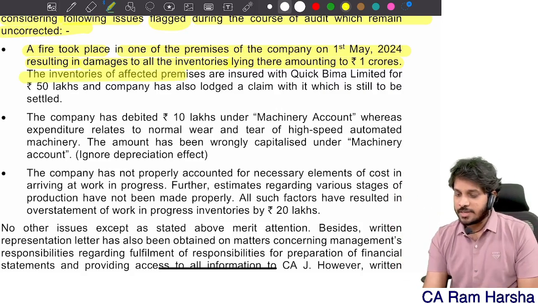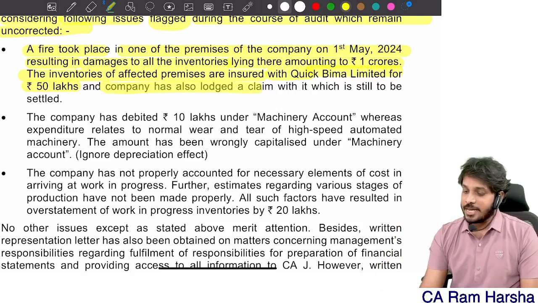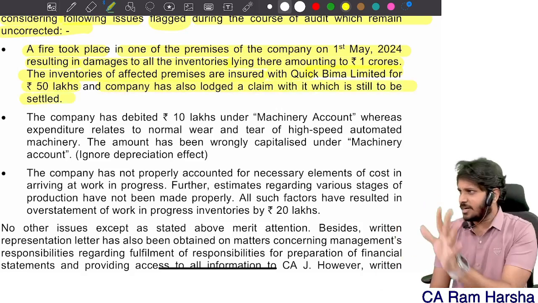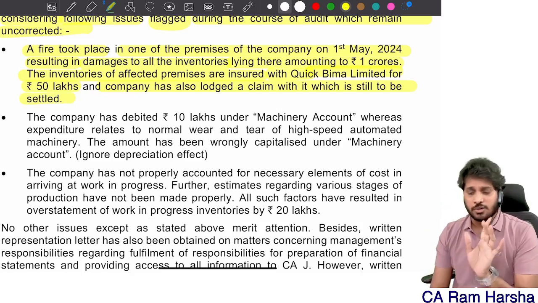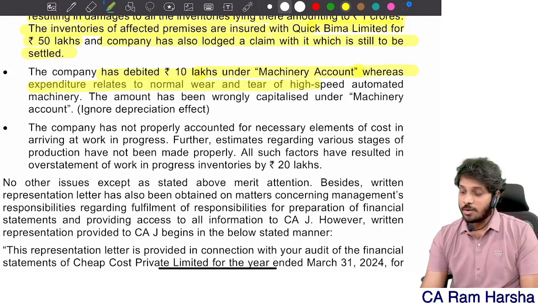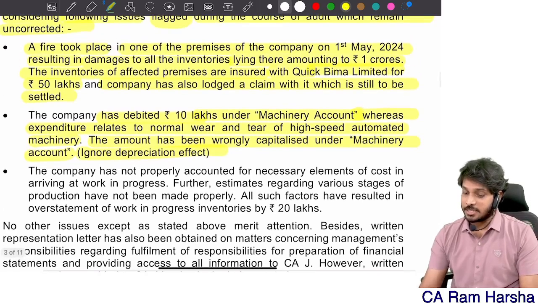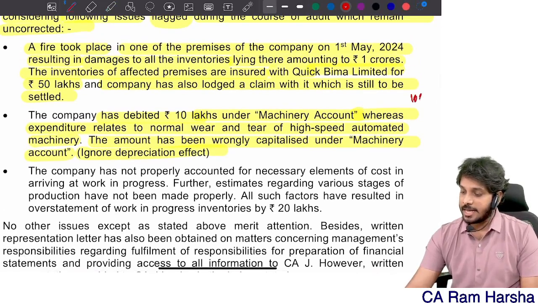The inventories of the affected premises are insured with the Quick Bima Limited for 50 lakhs. Okay, underinsured. And the company has lodged a claim with it which is still yet to be settled. Okay, settlement is not yet there. Right now, prima facie loss is 1 crore. The company has debited 10 lakhs under machinery account, whereas the expenditure relates to normal wear and tear of high-speed automated machinery. Okay, the amount was wrongly capitalized under machinery account. Wrong capitalization, 10 lakhs worth of mistake is there.